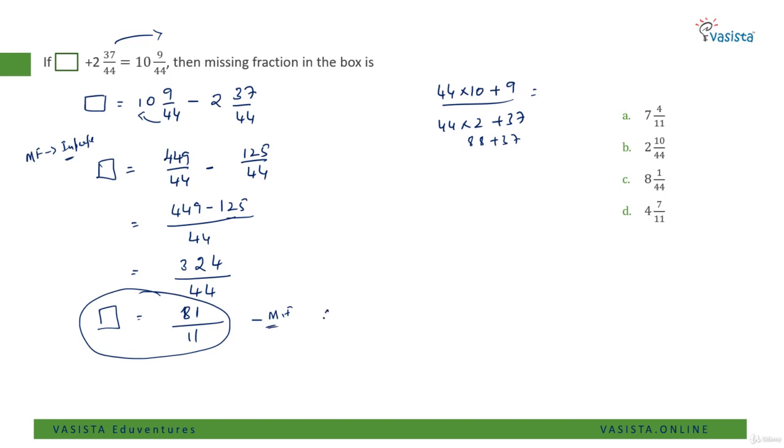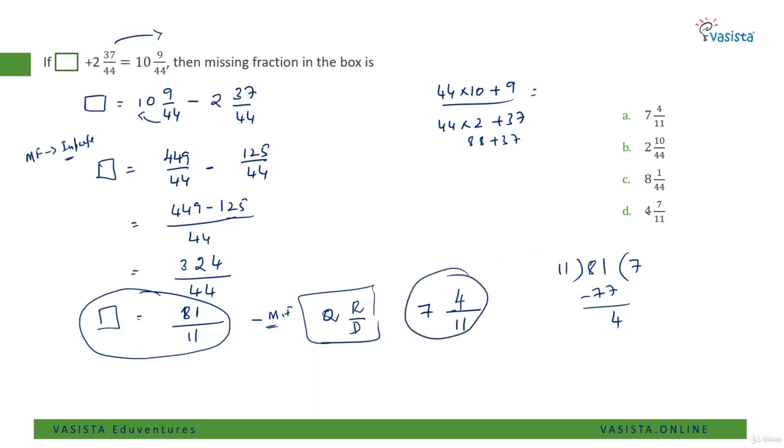Mixed fraction, that is quotient, remainder, divisor, you are supposed to place it in this way. So now divide 81 by 11. 11 sevens are 77. When you subtract 77 from 81, you get 4. Now the quotient is 7, the divisor is 11, and 4 is the remainder. So 7 4/11 is the answer. Option A is the right one.